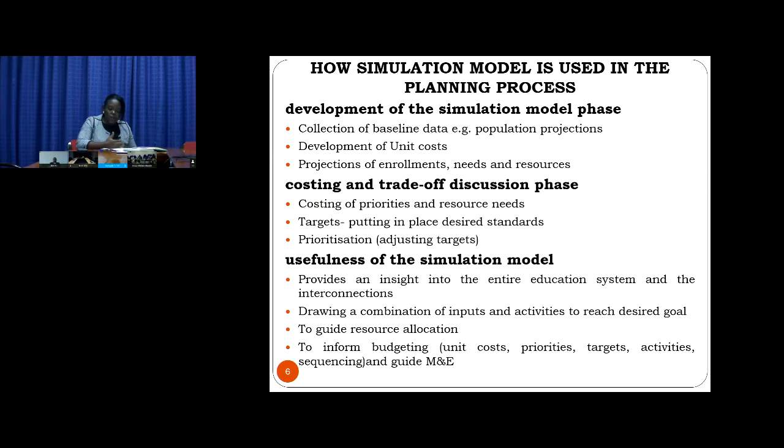How is the simulation model process used in the planning process in Uganda? One, the simulation model process helps us collect different information. We collect population data, student data flows. We collect data on different aspects within the education sector, the equipment, resource needs. And it also helps us to develop and upgrade unit costs. Most of the time we develop unit costs at the strategic plan period within Uganda. So at the time of the development of another strategic plan, that's when we update the unit costs to be used for the next planning period.